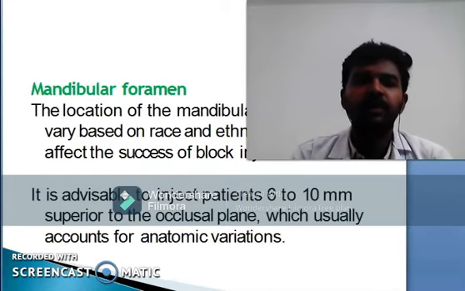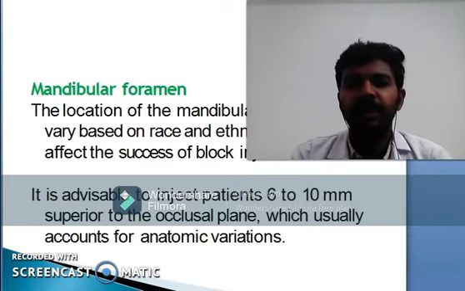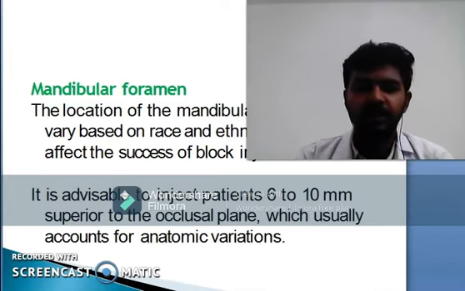Mandibular foramen. The location of the mandibular foramen may vary based on race and ethnicity, and this can affect the success of block injections. It is advisable to inject 6 to 10 mm superior to the occlusal plane, which usually accounts for anatomic variation.